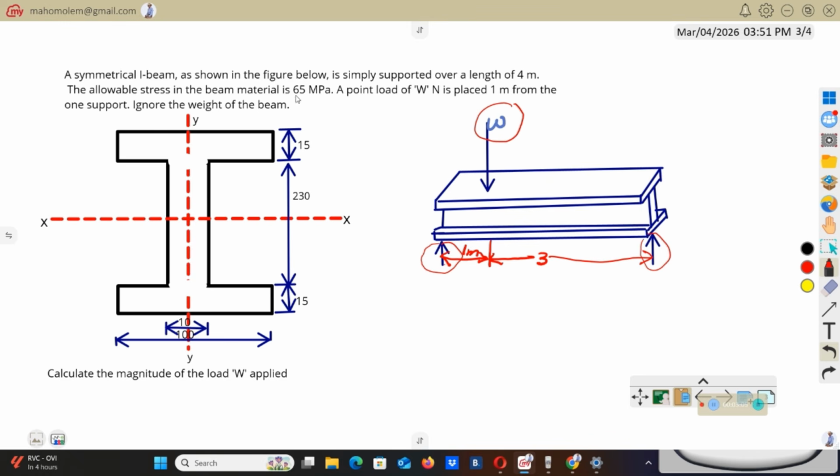Now they say that the allowable stress in the beam mustn't be more than this. Meaning that this load that we apply here mustn't cause a stress of more than 65. So what is that stress? That stress is the bending stress. We know that this thing is going to bend. If you load this beam we expect it to bend, so it won't remain straight. This beam will bend like this.